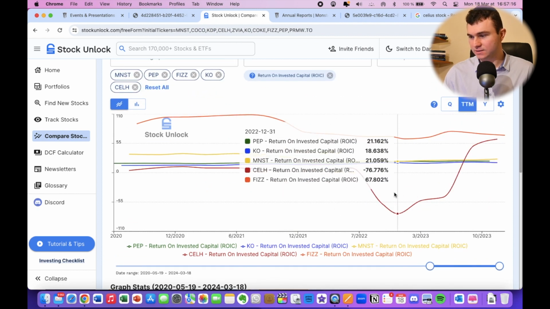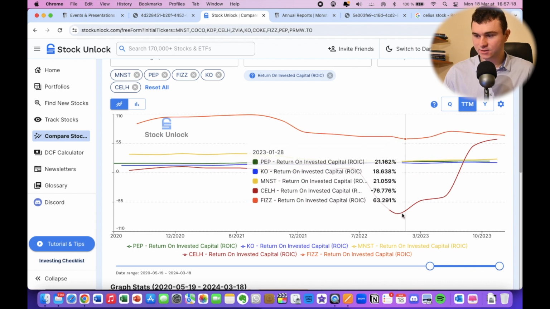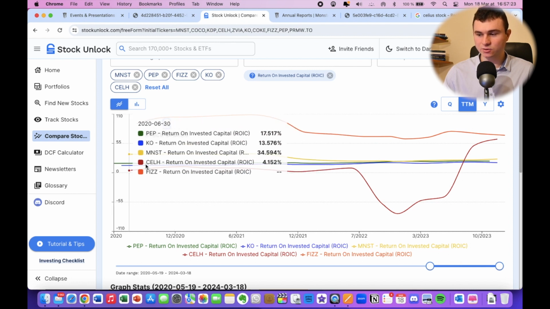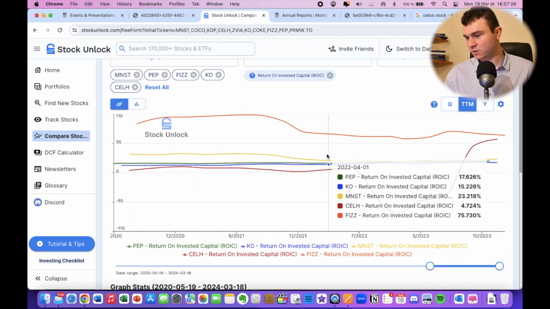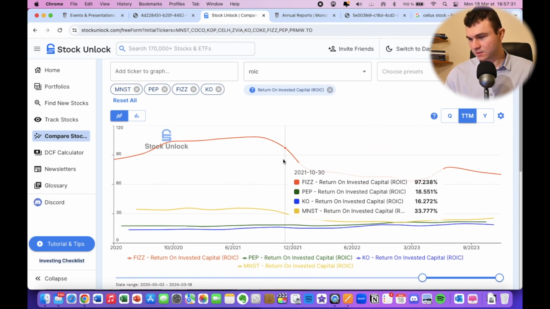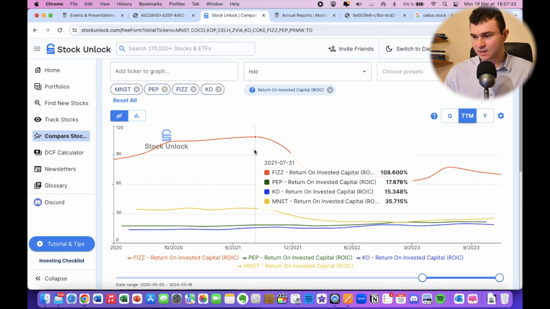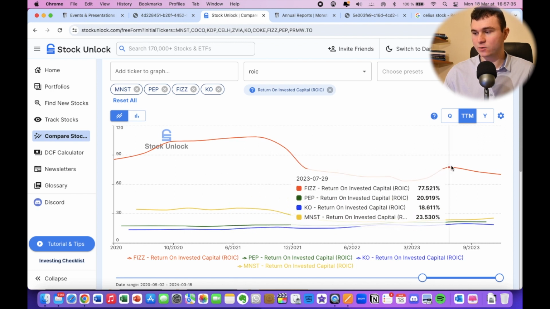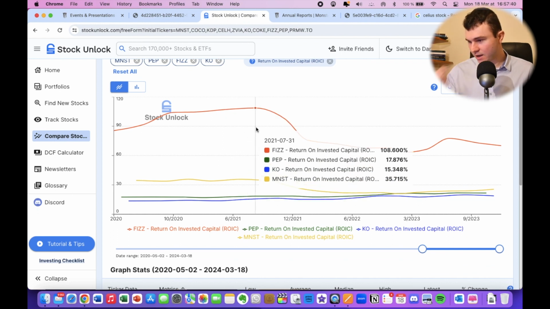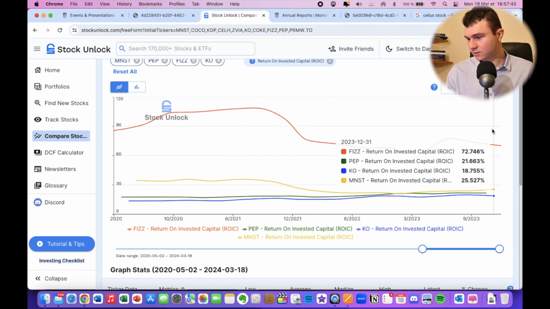Even in these previous years, you see that Celsius has a very bad return on invested capital. Maybe that's some accounting issue, but if you want a snapshot, you can get this. Let's just remove Celsius from this chart. You see that Fizz has a very high return on invested capital, above 70%. You see PepsiCo with 18, 20, 15, 20% return on capital. Coca-Cola with 18, 19% return on invested capital, and Monster Beverage has 25.